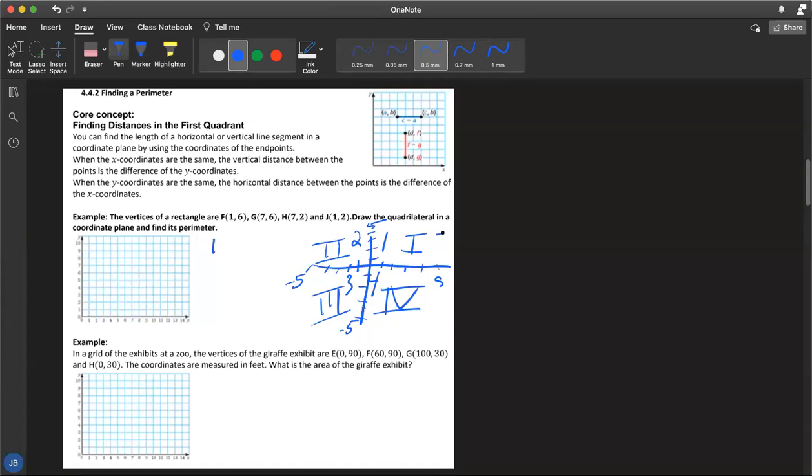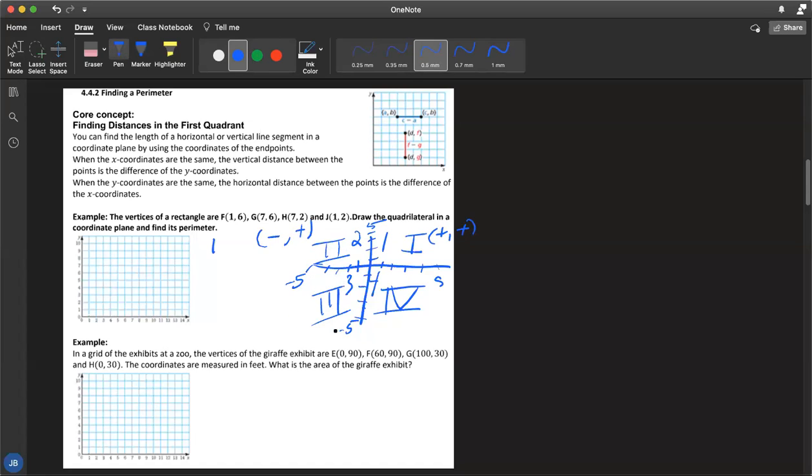Quadrant 1 has a positive x and a positive y. So 2 pluses. Quadrant 2 will have a negative x and a positive y. Does that make sense? Because you go negative x and then up. And so it's negative and then positive.